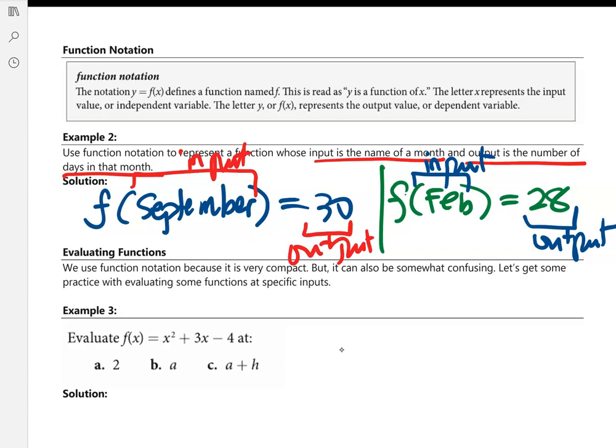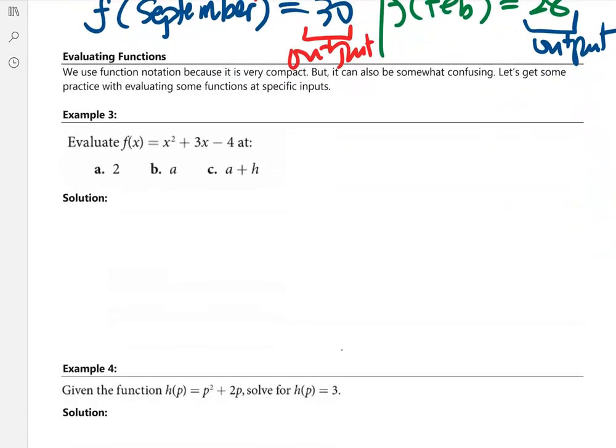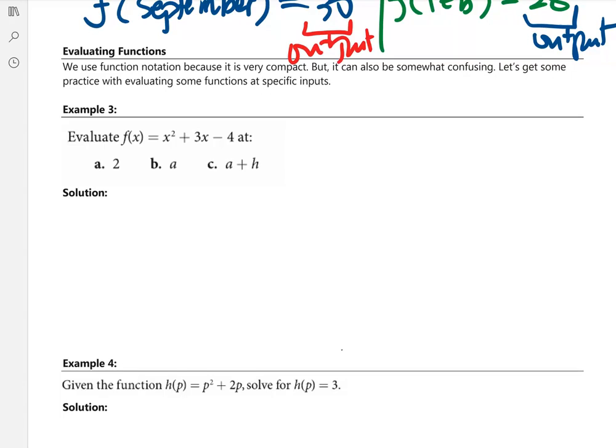So evaluating functions, we use function notation because it is very compact, but it can also be somewhat confusing. Let's get some practice with evaluating some functions at specific inputs. So here, f of x equals x squared plus 3x minus 4. So the x part here is the input, and this whole thing here should be your output.